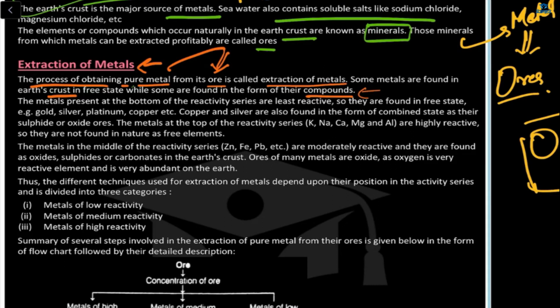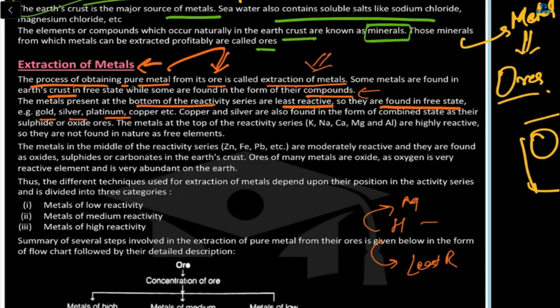The metals at the bottom of the reactivity series are the least reactive, as we already know. In between, there's hydrogen. The upper ones are the most reactive, and those below hydrogen are the least reactive metals. So the least reactive metals are found in a free state in the Earth's crust. For example, gold, silver, platinum, and copper.